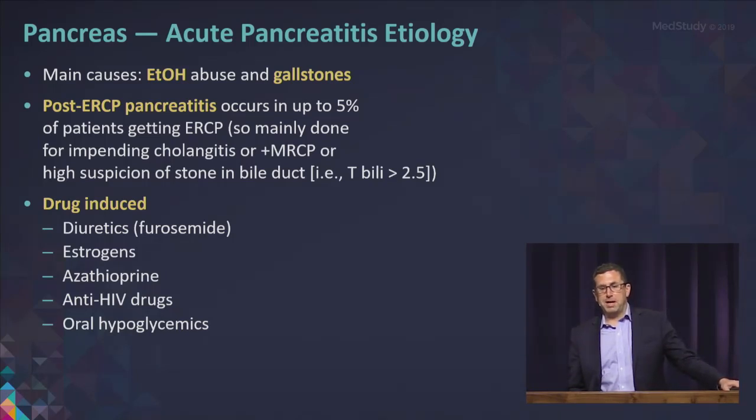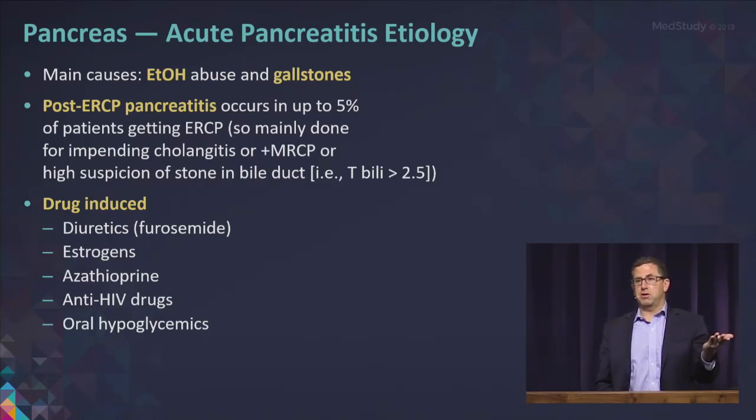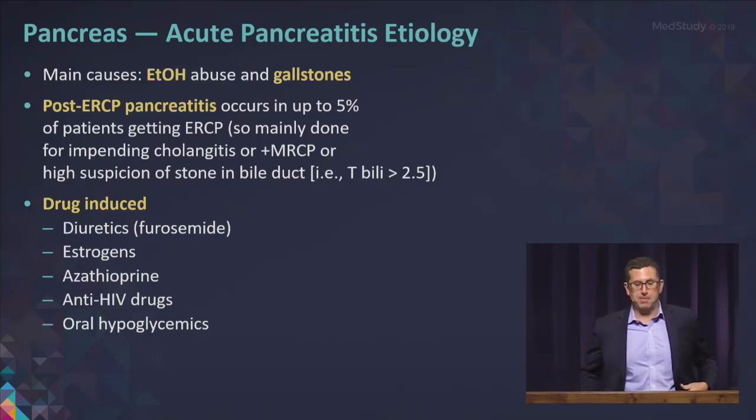So acute pancreatitis, etiology. The two main ones that everyone needs to know are alcohol and gallstones. There's also post-ERCP pancreatitis, which occurs in up to 5% of patients undergoing an ERCP, which is why we don't do ERCPs as frequently now. Now we have endoscopic ultrasound and MRCP, which let us see the anatomy really well, so we don't really need to do ERCP for diagnostic purposes. We really just do it for therapeutic purposes now.